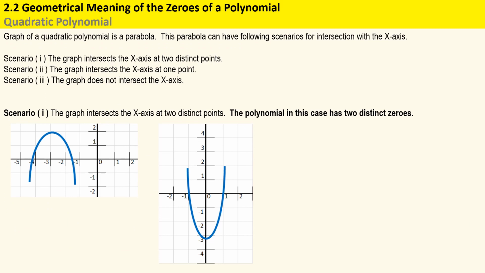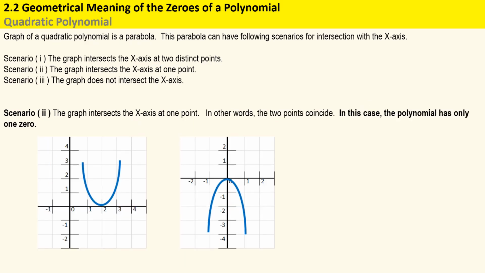So when the graph of a quadratic polynomial is a parabola, there are three scenarios which arise. The first scenario is that the graph intersects the x-axis at 2 points. The second is that the graph intersects the x-axis at 1 point. And the third scenario is that the graph does not intersect the x-axis at all. So in scenario 1, the polynomial will have two distinct zeros. So we have scenario 1, where the parabola, or the graph of the polynomial, is intersecting the x-axis at two distinct points, and in that scenario, the polynomial will have two distinct zeros.